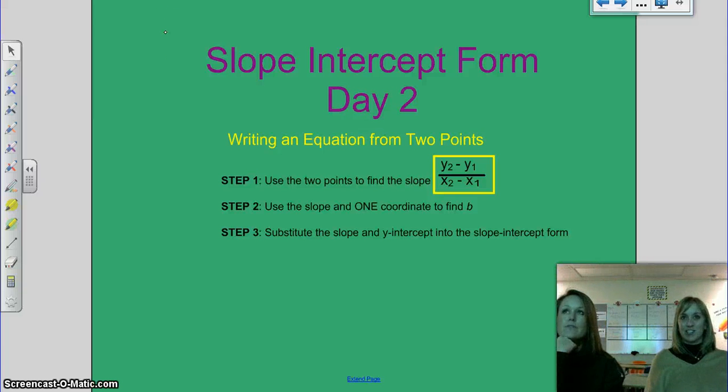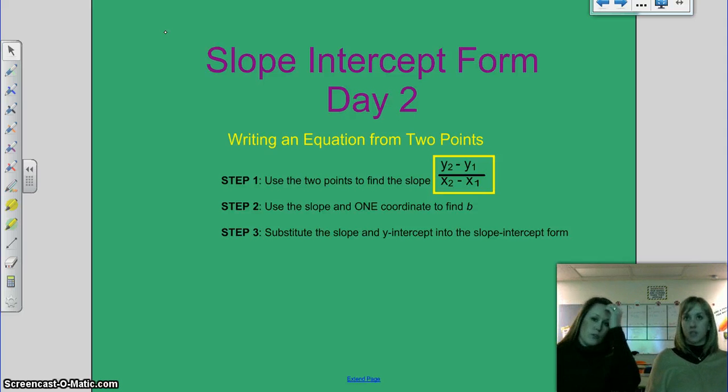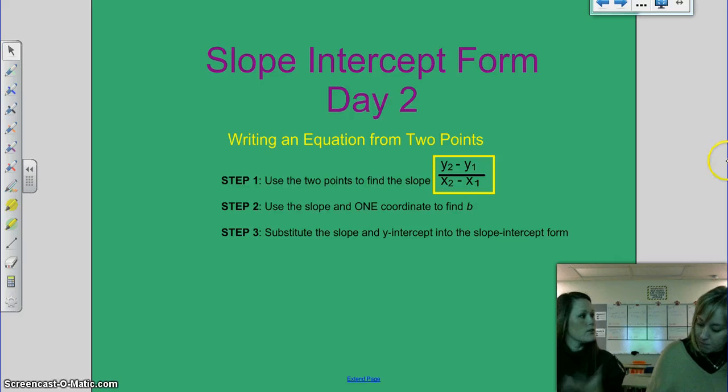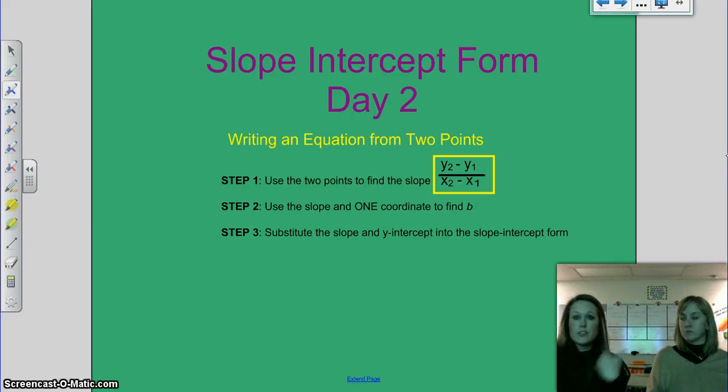Hey guys, day 2 of slope-intercept form. This time, we are not going to give you the slope. Slope won't be given. You will be given 2 points on the line, either on the graph or just given 2 points.